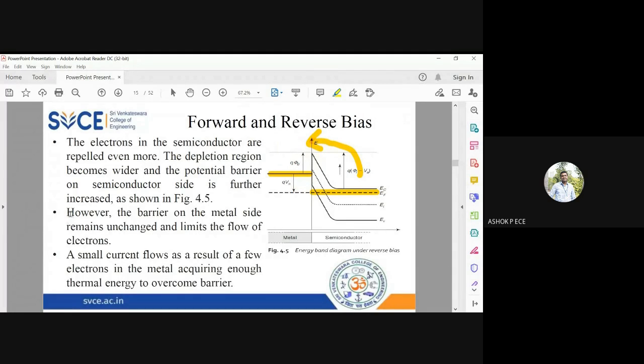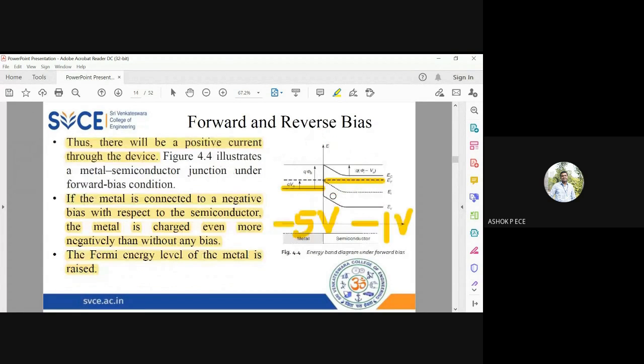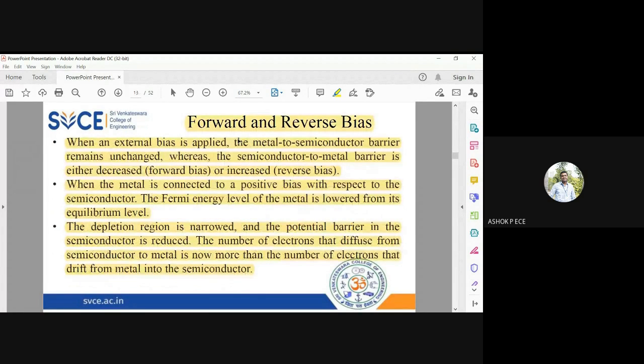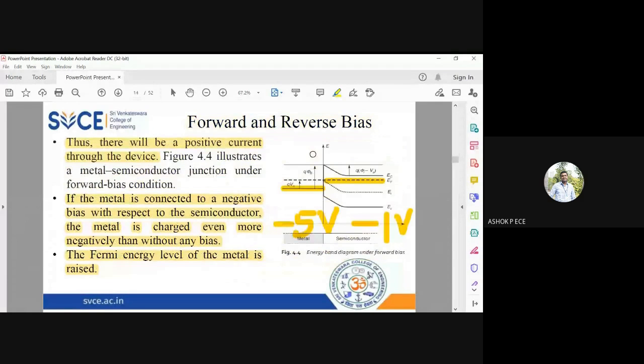However, on the metal side, the barrier potential remains unchanged. The change is going to happen only at the semiconductor side. I'm talking about the depletion region width. I told you in the beginning itself, whatever bias you apply, the variation in the depletion region width is going to be only on the semiconductor side, because on the metal side the depletion region is going to be constant, right? So in forward bias, the depletion region width on the semiconductor side becomes thinner and thinner. The more current is going to flow.